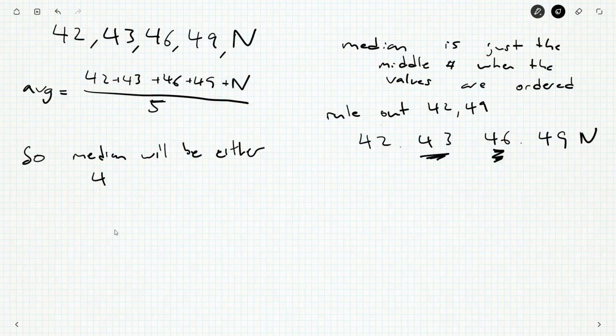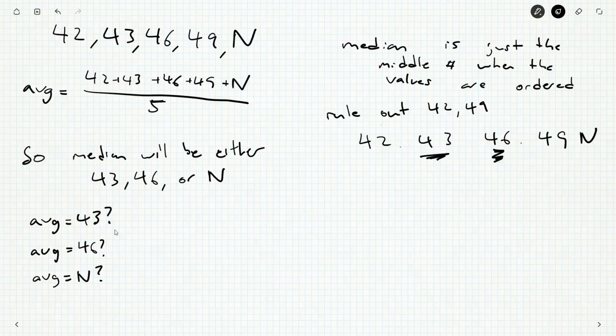So the median will be either 43, 46, or n. Okay? So now we ask ourselves, well, can the average be equal to 43? Can the average be equal to 46? And for what values of n can the average be equal to n? So each of these three gives us an equation, because we've got an equation for the average in terms of n. So we answer each of these questions here.